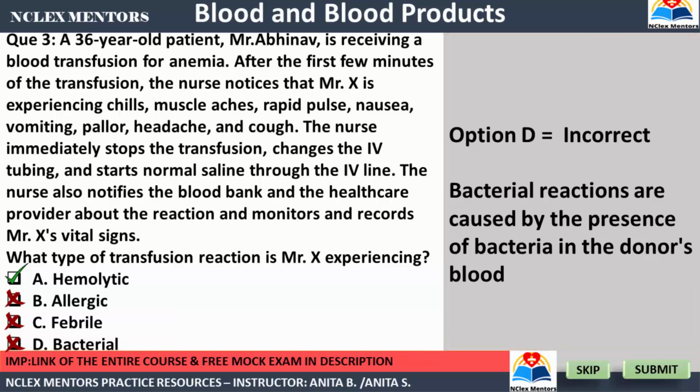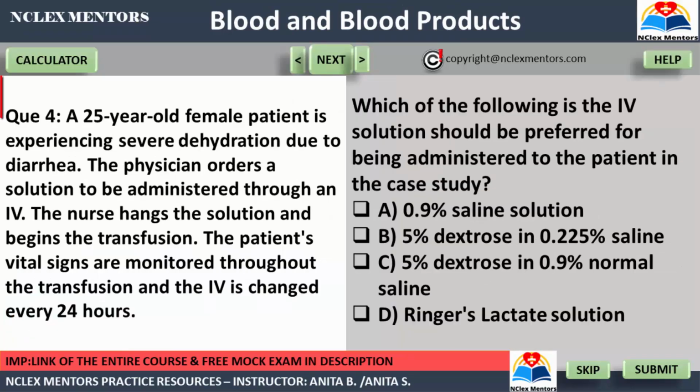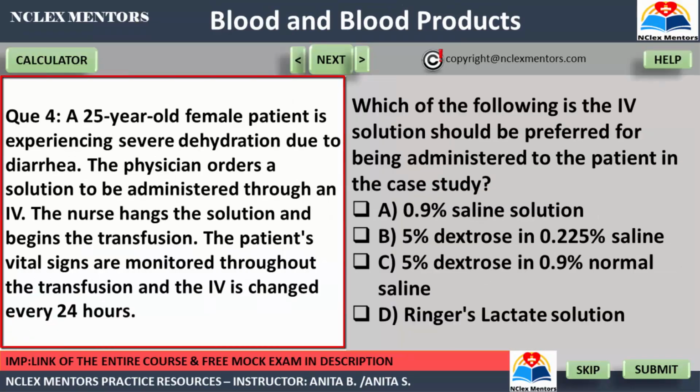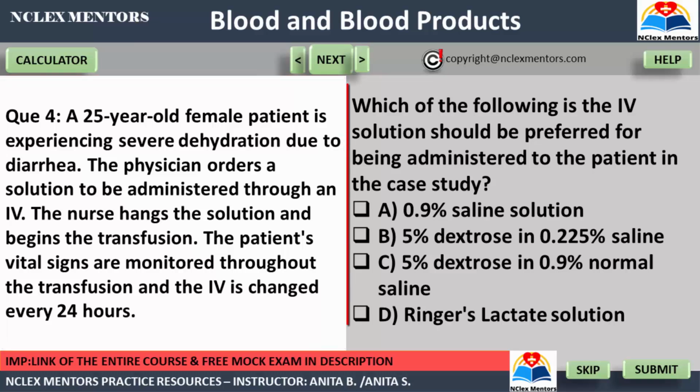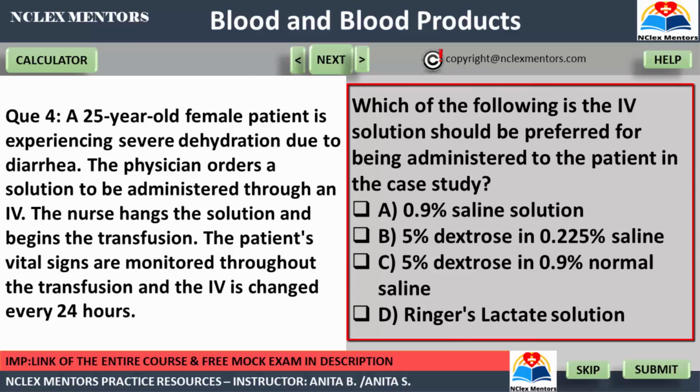All right, let us see another question for further practice. A 25-year-old female patient is experiencing severe dehydration due to diarrhea. The physician orders a solution to be administered through an IV. The nurse hangs the solution and begins the transfusion. The patient's vital signs are monitored throughout the transfusion, and the IV is changed every 24 hours.